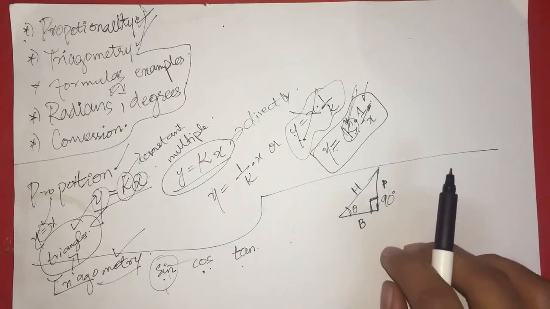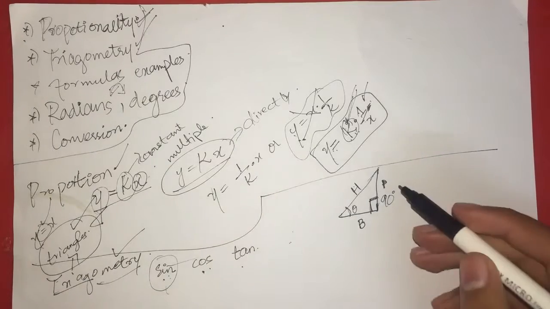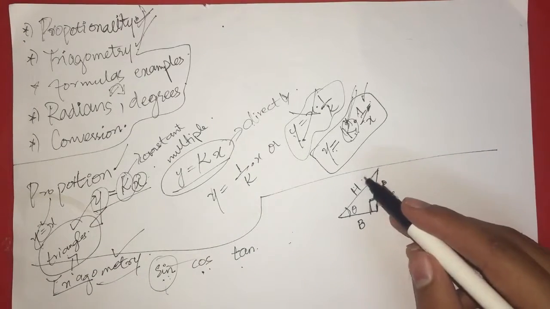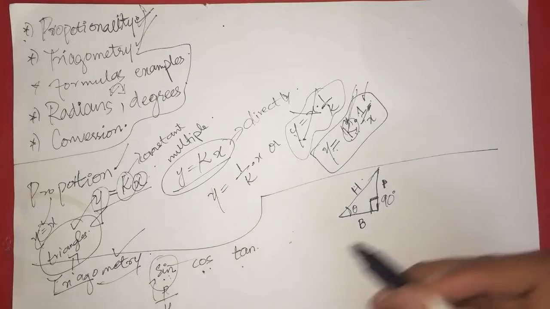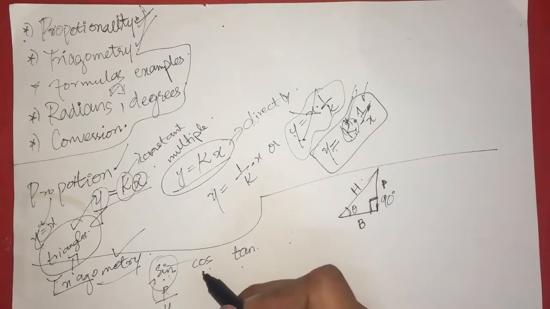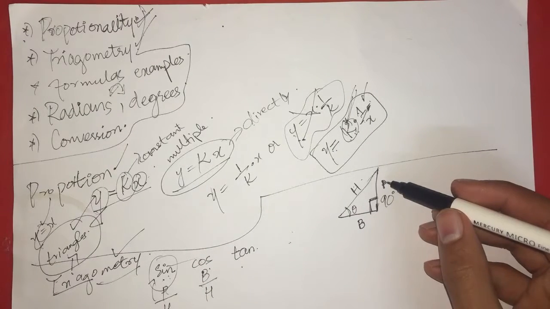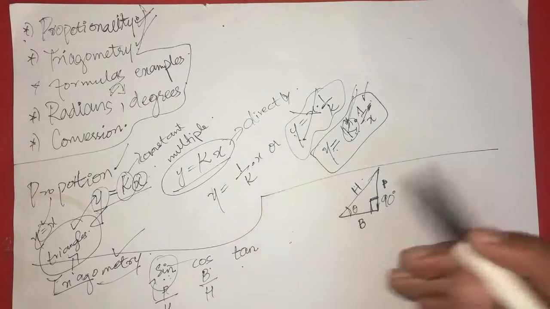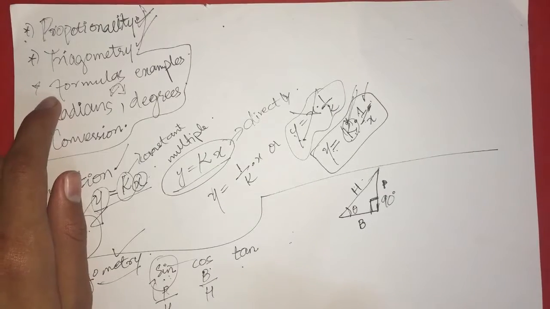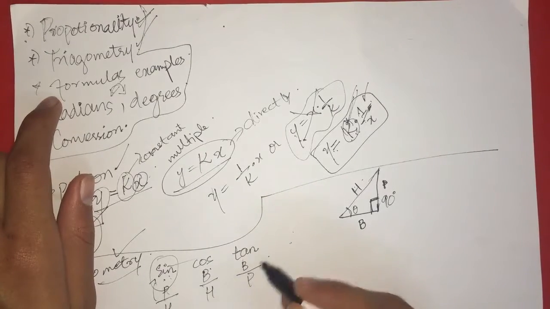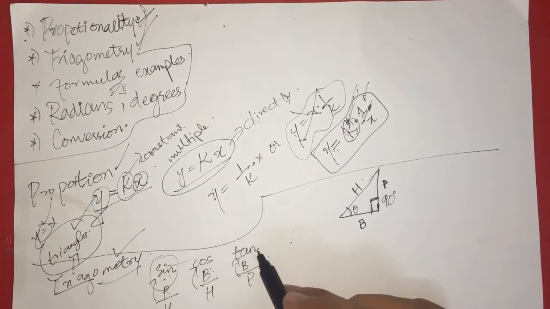What is the formula of sine? The formula of sine is perpendicular by hypotenuse. So perpendicular by hypotenuse equals sine. Cosine is equal to base by hypotenuse, and for tangent we have perpendicular by base. So these are the formulas for sine, cosine, and tangent.